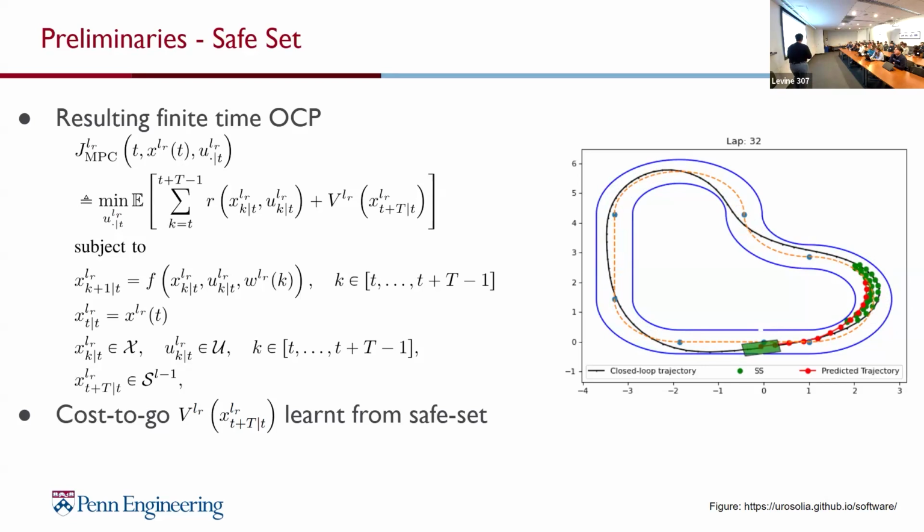The cost to go V is learned from the safe set, and you can learn that with any model of your choice. You can even approximate it by the convex combination of the points in the safe set, but for our use case, we'll be learning it using a neural network, which we'll look at in the next slide.